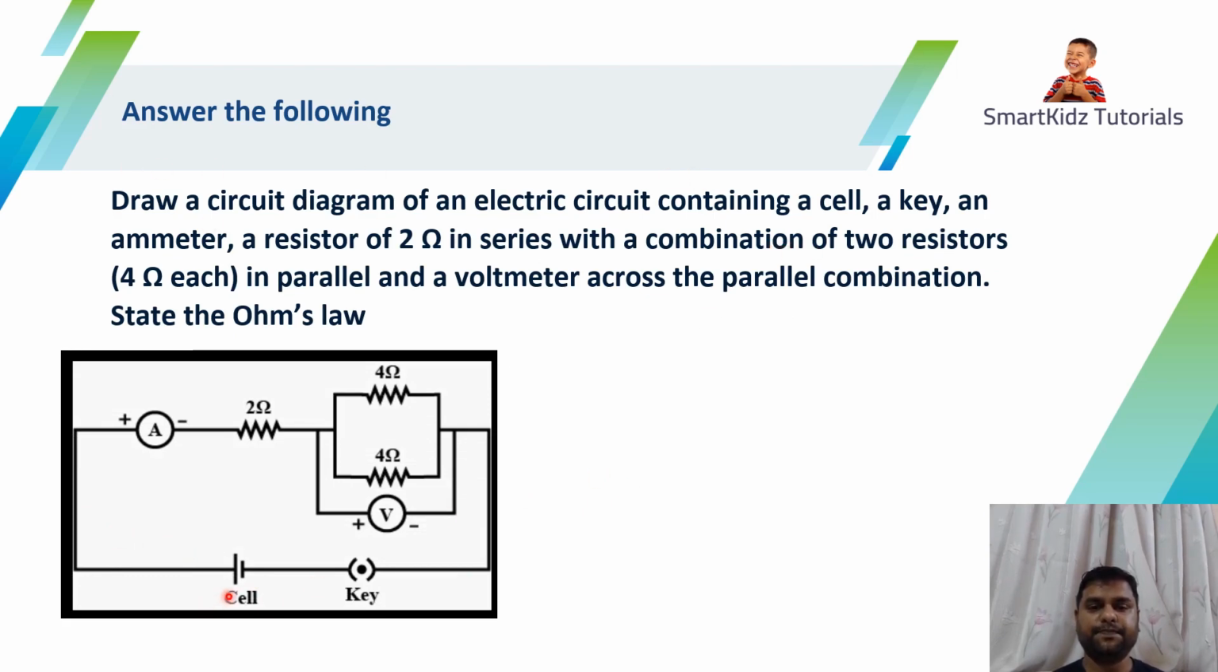Okay. So in this, everything is covered. There is a cell, a key, an ammeter, okay, then a resistor of 2 ohms in series with a combination of 2 resistors, 4 ohms each, in parallel. Okay. And you have the voltmeter that is across the parallel combination. Right? So this is how you need to draw this particular diagram.